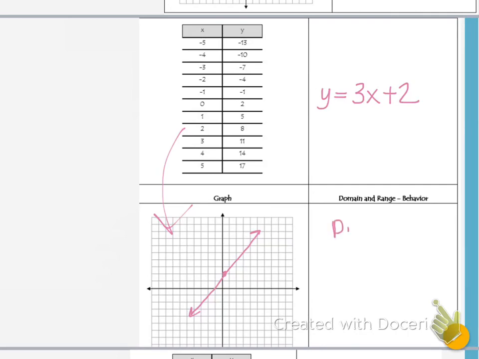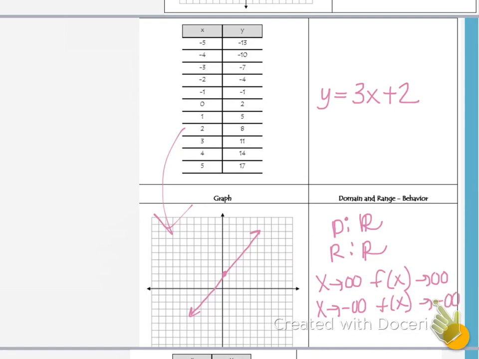Okay, so my domain, it goes all the way left and all the way right for my x values, so all real numbers. My range, it goes all the way down and all the way up, so all real numbers. The right side of my graph is going up, so +infinity. The left side of my graph is going down, so -infinity.